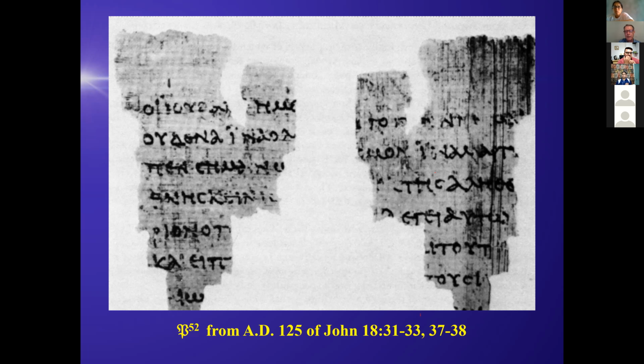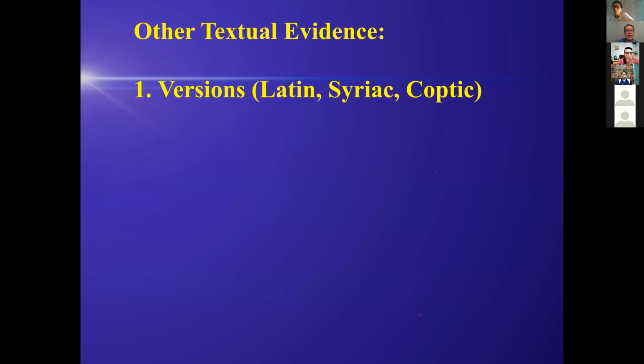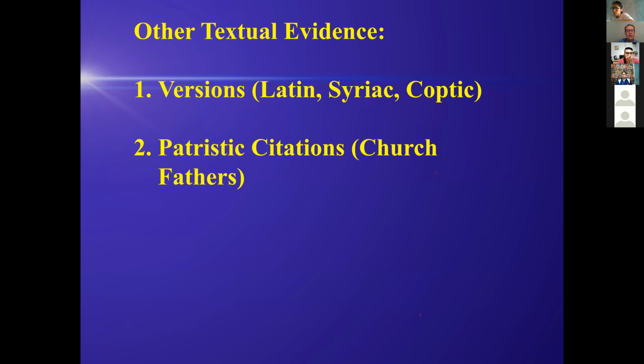Now, we should note also that there are other kinds of textual evidence. There are versions, that is, translations of the Greek New Testament books in other languages. The most notable ones are Latin, Syriac, and Coptic. There are also what we call patristic citations, that is, quotations in the church fathers. Church fathers such as Irenaeus, Tertullian, Clement of Alexandria, Origen, Cyprian. And it's been said that if all the copies of the New Testament were destroyed, all the Greek manuscripts, we could still come up with virtually the whole New Testament from the patristic citations, because they quoted the New Testament so much.